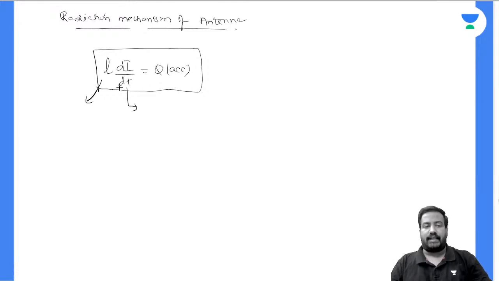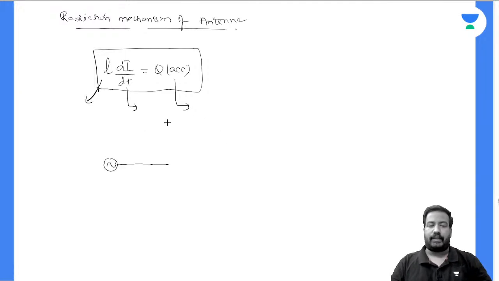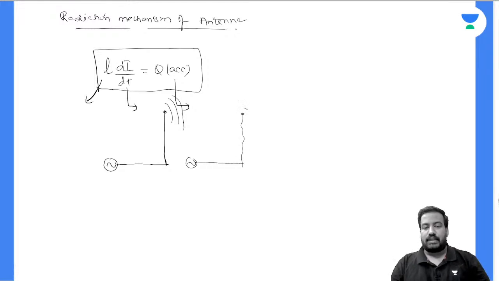You should have finite length and you should apply time varying current, or there should be acceleration or deceleration of charges. Acceleration or deceleration of charges. For example, if you are feeding a time varying current to a straight conductor, this antenna will radiate because there is a time varying current. If you are feeding this time varying current to a curved conductor, still it will radiate because there is a time varying current here.